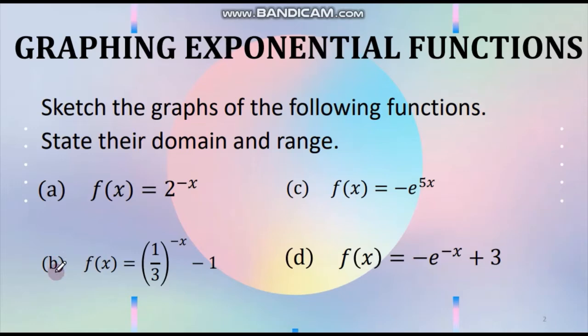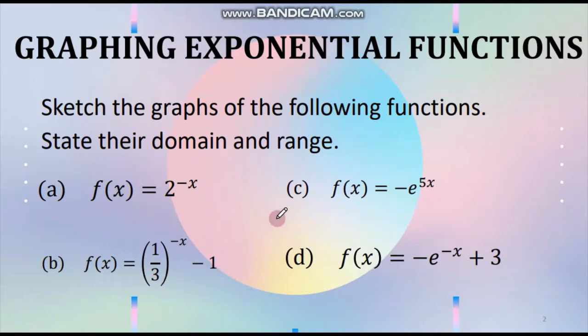a and b are the types of the base, where a must be greater than 0 and a not equal to 1. So for the first example, A, the base here is base 2. Example B is 1 over 3. We change to index form, it becomes 3 to the power of negative 1. So for B, the base is 3.